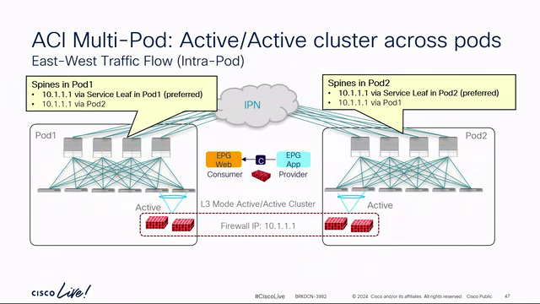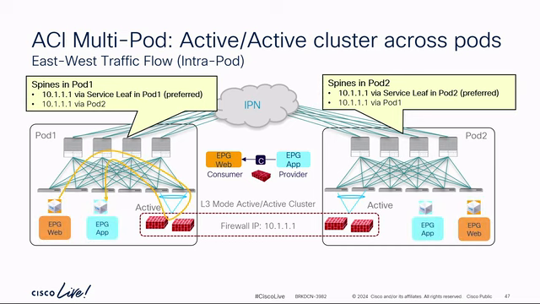Then let's take a look at east-west. You have web EPG to app EPG. If it's intra-pod traffic, regardless of ingress or egress enforcement, either case, we can just choose the local location because they are in the same pod. So there's no unnecessary hairpinning, which is great.